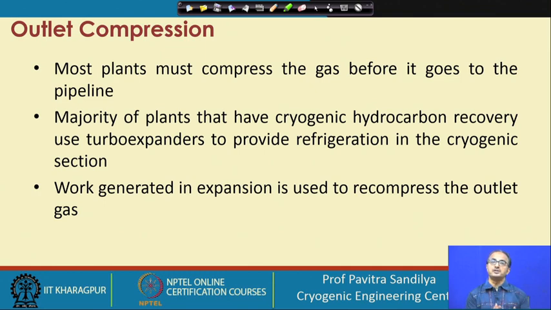As we know, compression needs work, and this work may be obtained from turbo expanders which are there inside the plant itself. So that means we are trying to recover the work produced at some place by the turbo expanders in the plant and use it for the compression.